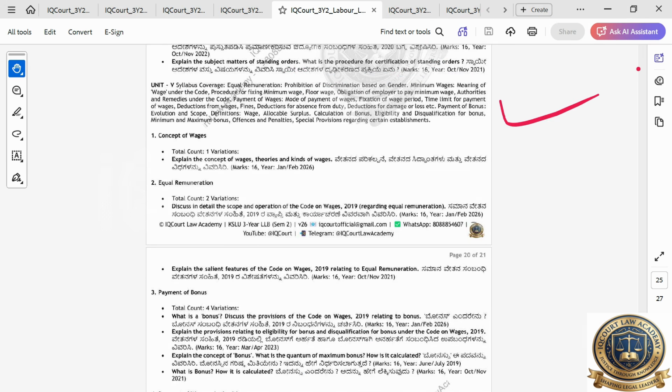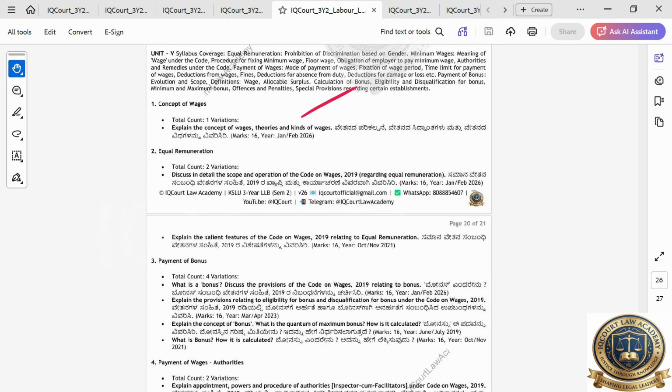Let us go to the fifth unit. In the first, second, third and fourth units, you learned about the Industrial Relation Code 2020. Only in the fifth unit, you will start learning about the Code on Wages 2019: concept of wages, theories and kinds of wages.